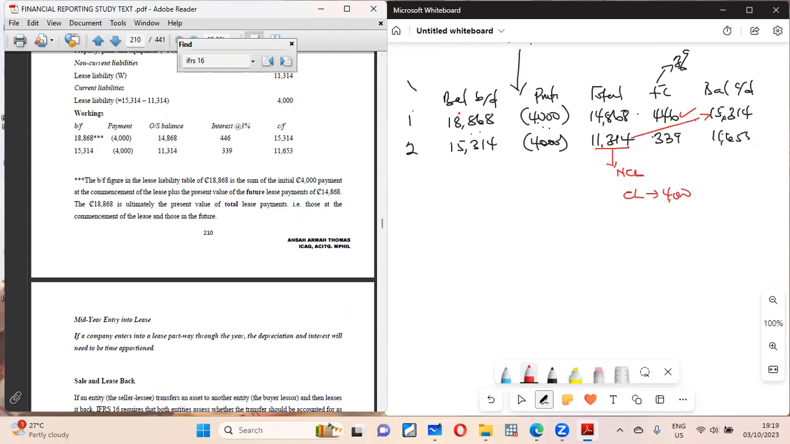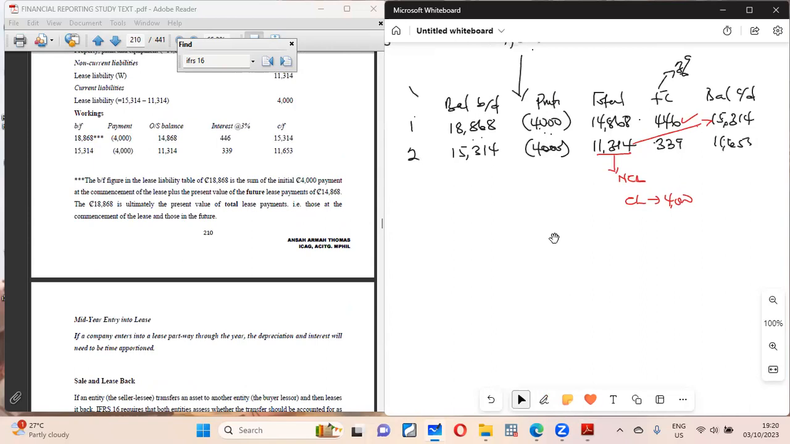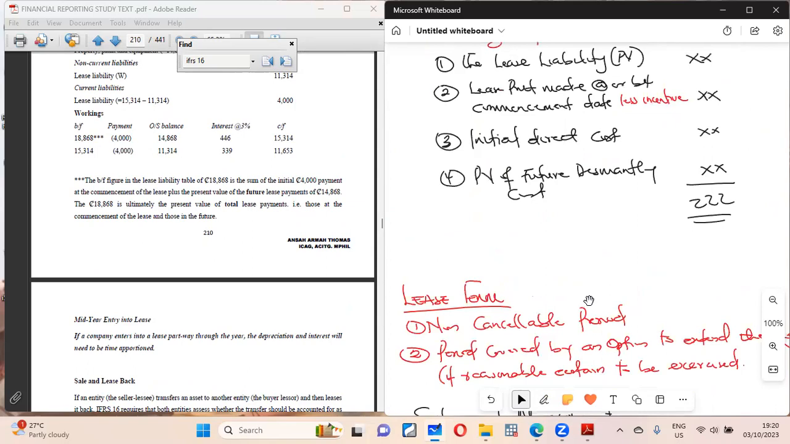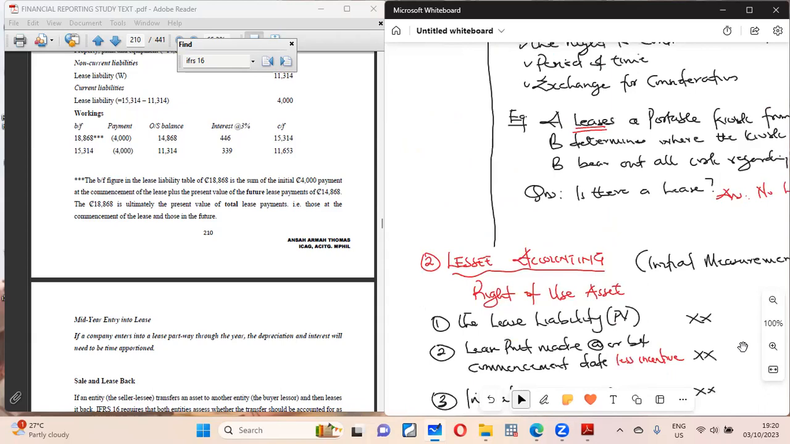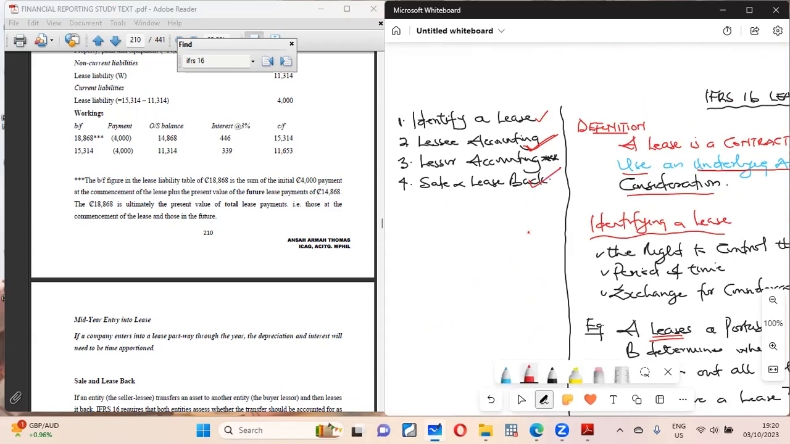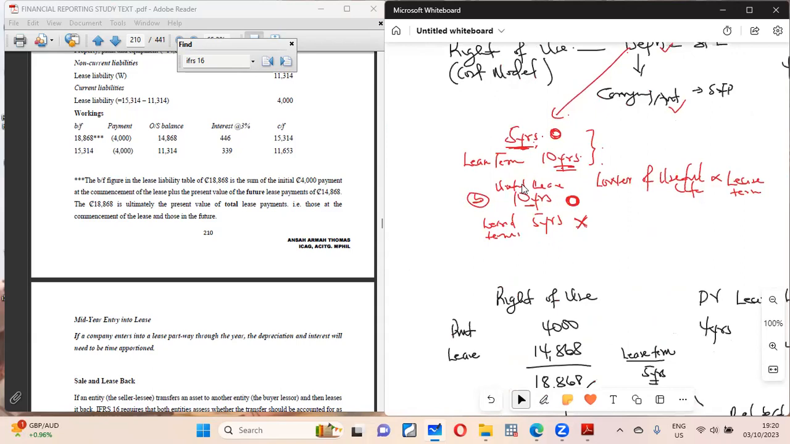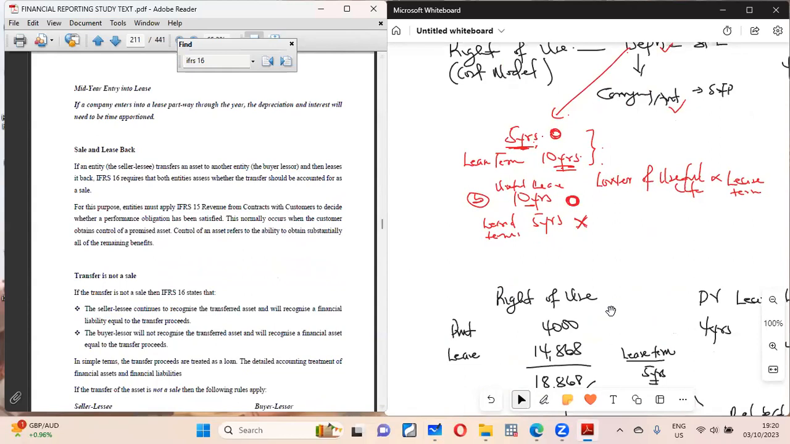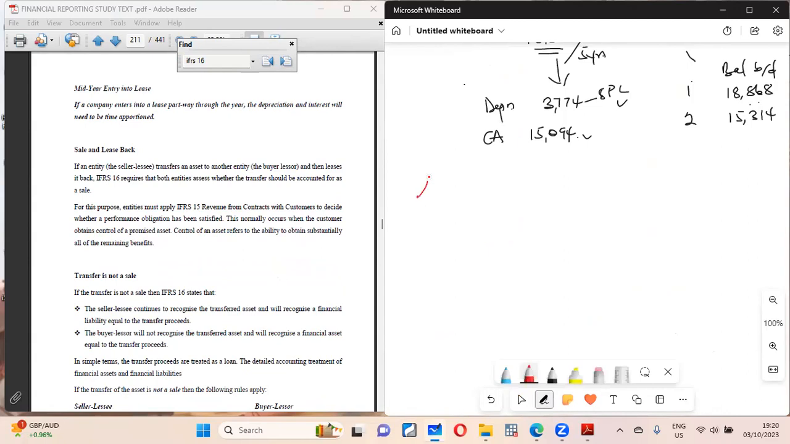Okay. So let's achieve the last point, which is sale or lease back. This is the last one to do. We are not doing lessor accounting. It's not examinable at your level, sorry. So sale or lease back. Now, in sale or lease back, what we are saying is that the person sells the asset. Let's say A will sell the asset to B.